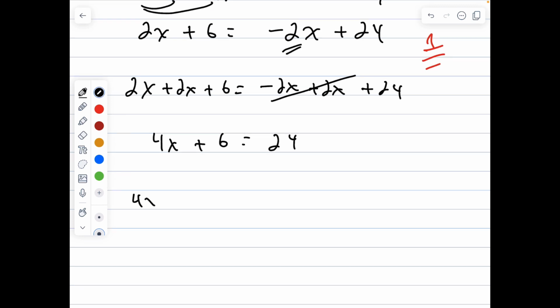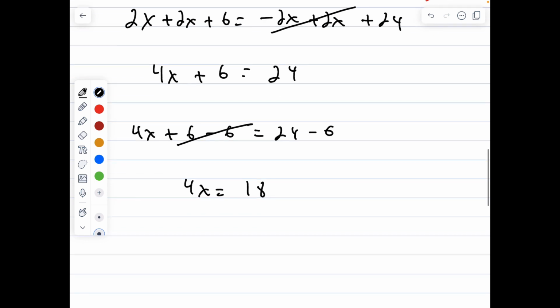The next step is subtracting 6 on both sides. So 6 minus 6 is 0. You have a 4x left. 24 minus 6 is 18. And that is the end of step 2.